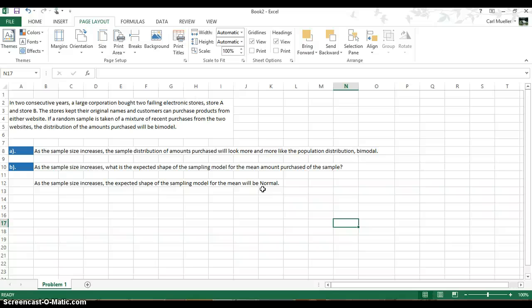So as your sample size increases, the sampling model for the mean will be reflective of a perfect bell curve. So again, to our point, the more you increase your sample size in looking at this, the more you are to reflect the population distribution. That's kind of a general rule applied.